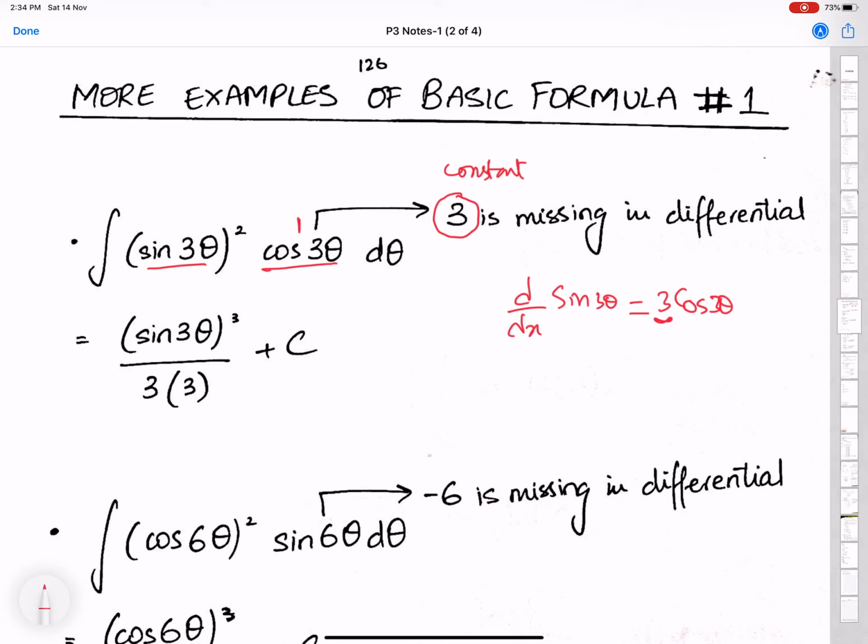So this is the way to use basic formula. Add 1 in power, divide sine 3 theta power 3 by the resultant power and multiply the resultant power with the differential of the function. This 3 was missing, so this 3 is for the missing differential, and this 3 is for the resultant power.